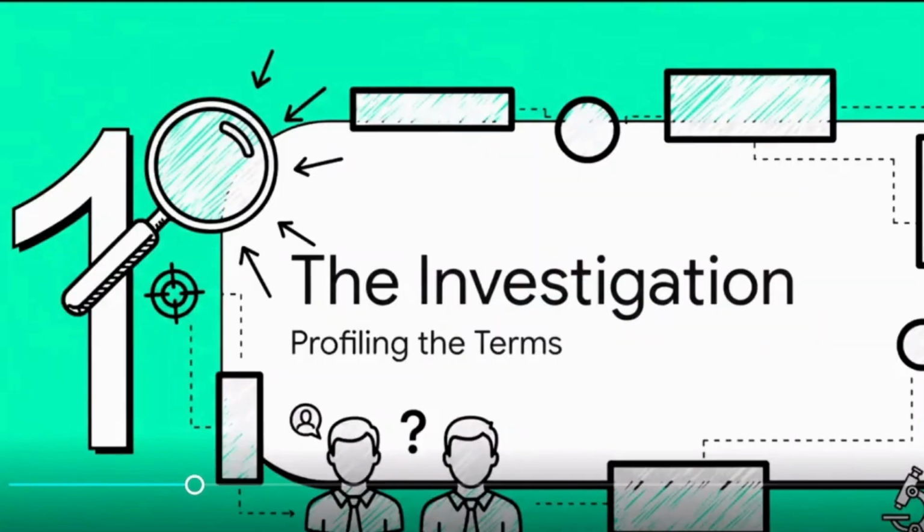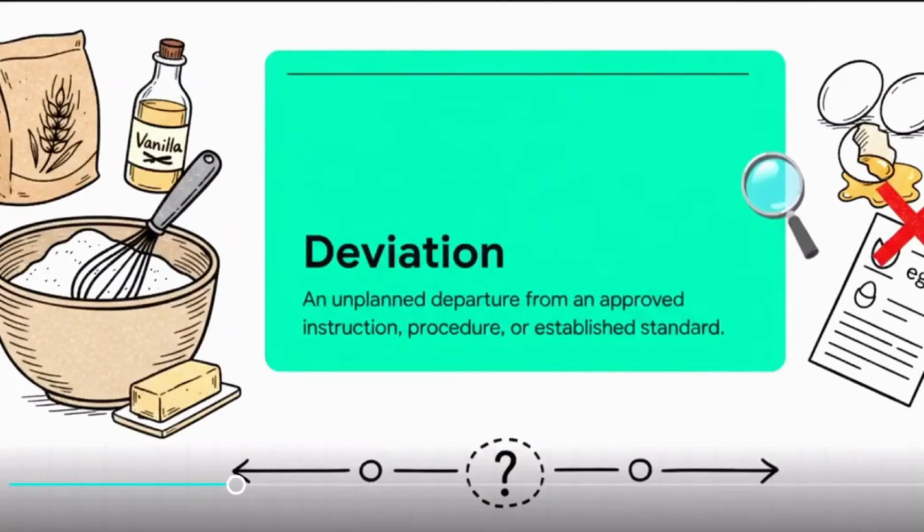Okay, let's dive in. To really get the difference, we've got to put each of these terms under the microscope first. Let's build a clear profile for both before we pit them against each other. All right, first up, deviation. The easiest way to think about this is it's a procedural mistake. Simple as that. It's an unplanned thing that happens when someone doesn't follow the approved instructions. We've got this great baking analogy here. Imagine you're making a cake and you totally forget to add the eggs. Oops, you just deviated from the recipe. The mistake happened during the process. That's the key word you've got to remember here, process.